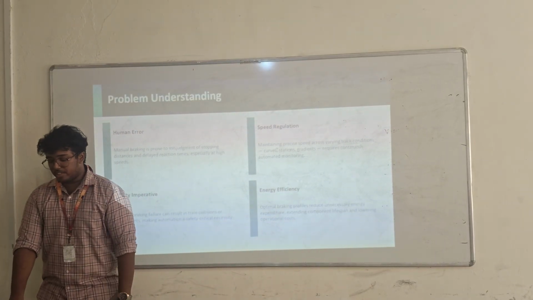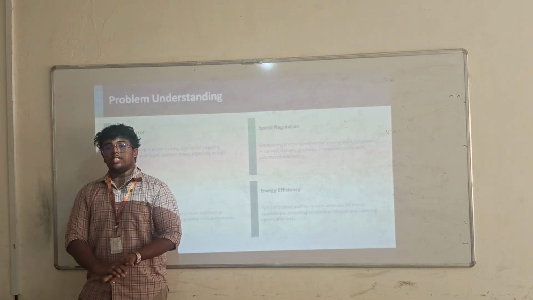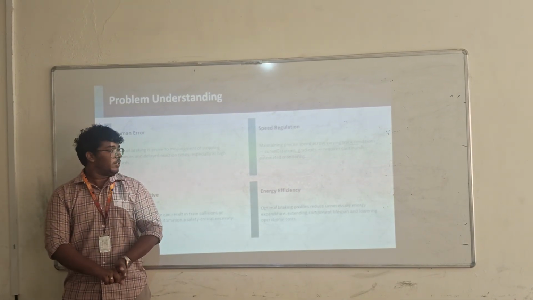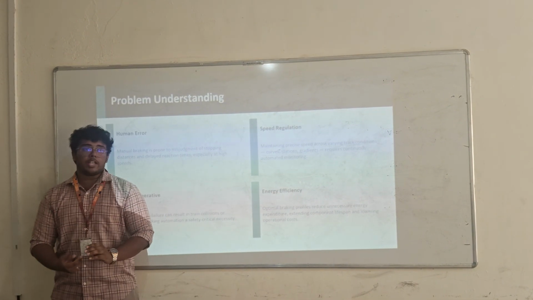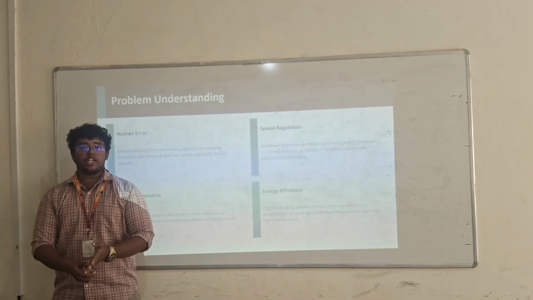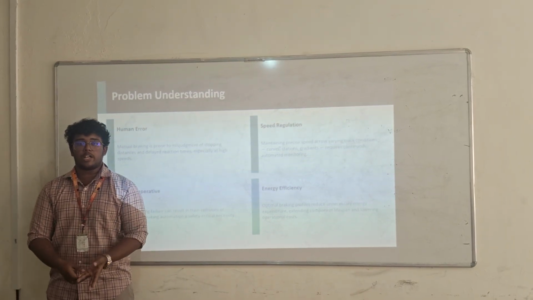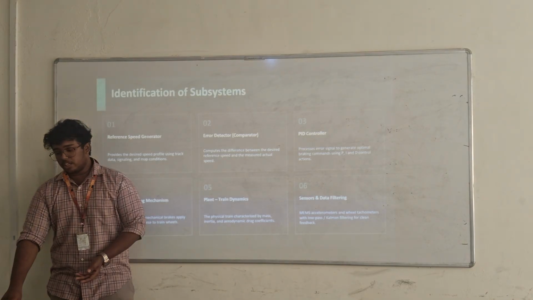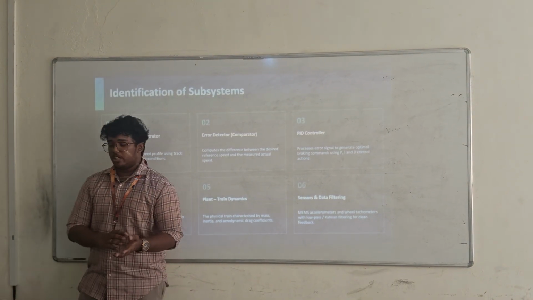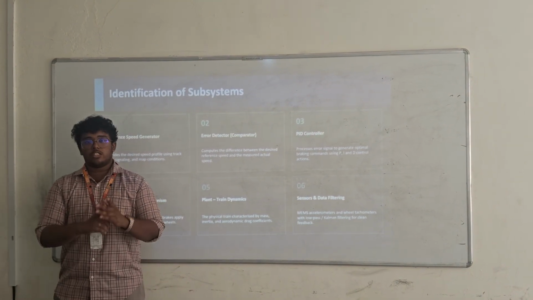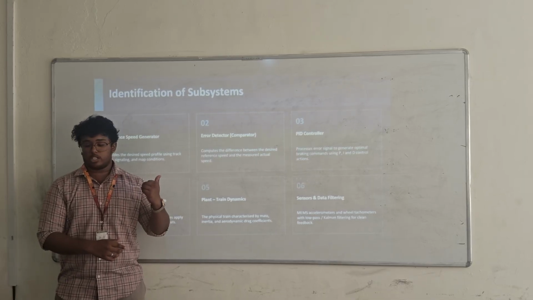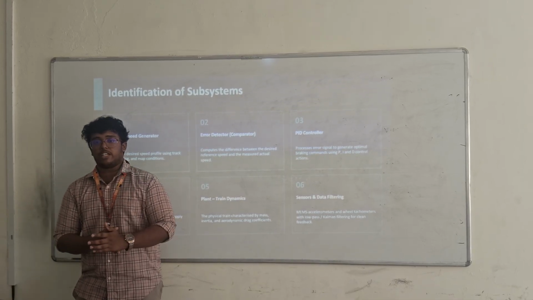Next, energy efficiency. Optimizing braking might improve the energy efficiency and remove unwanted energy waste. Next, identification of subsystems. There are a total of 6 subsystems in the automatic braking system. That is the reference speed generator.